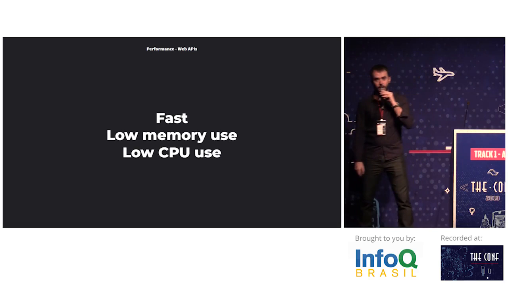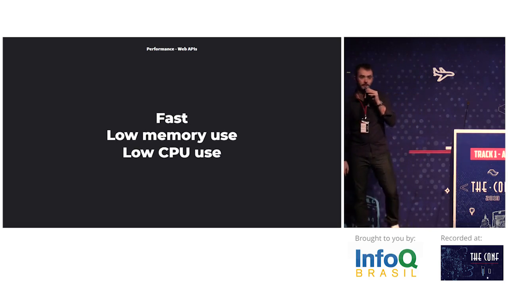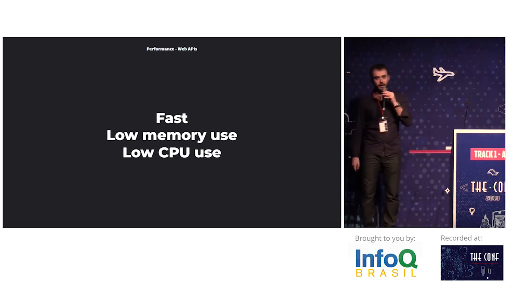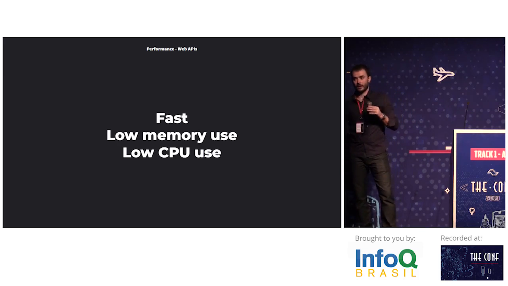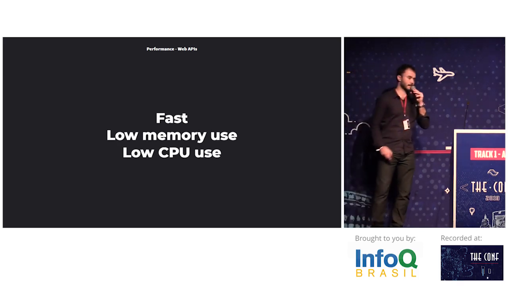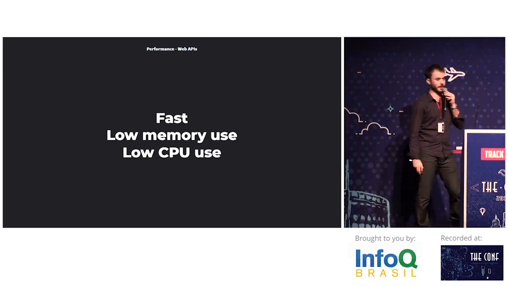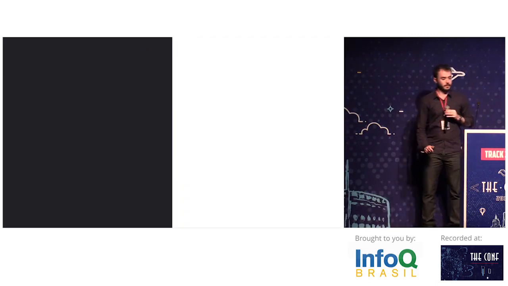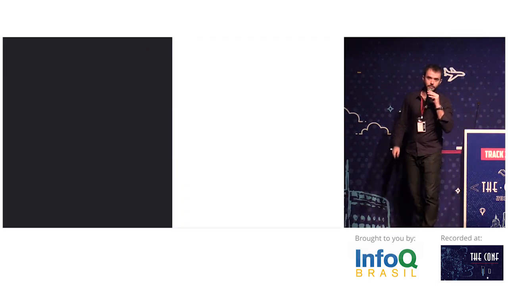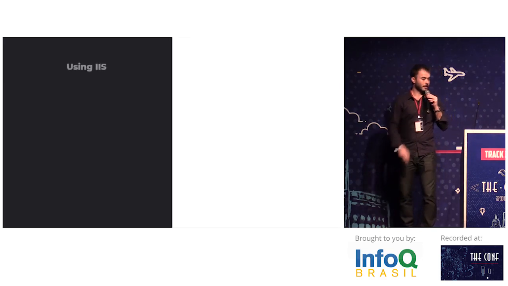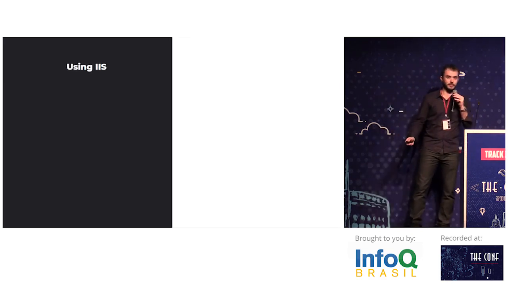So we have them to be fast, to use not a lot of memory and not a lot of CPU. We cannot have a web API that does a lot of processing. We cannot have that. And how do we compromise to make sure this happens could be by using IIS.